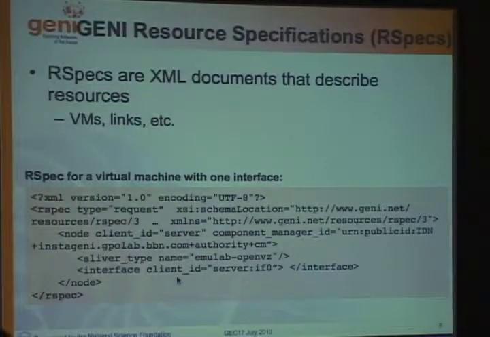So all the GENI resources are described in terms of what we call resource specifications, or aspects for short. The aspects are so widespread throughout GENI that the abbreviation is extremely common. And aspects are simply XML documents that describe networked resources, chiefly nodes and links. So at the bottom of this slide, at least if you're close enough to the screen, you'll be able to see a trivial example of an aspect with only a single machine in it.